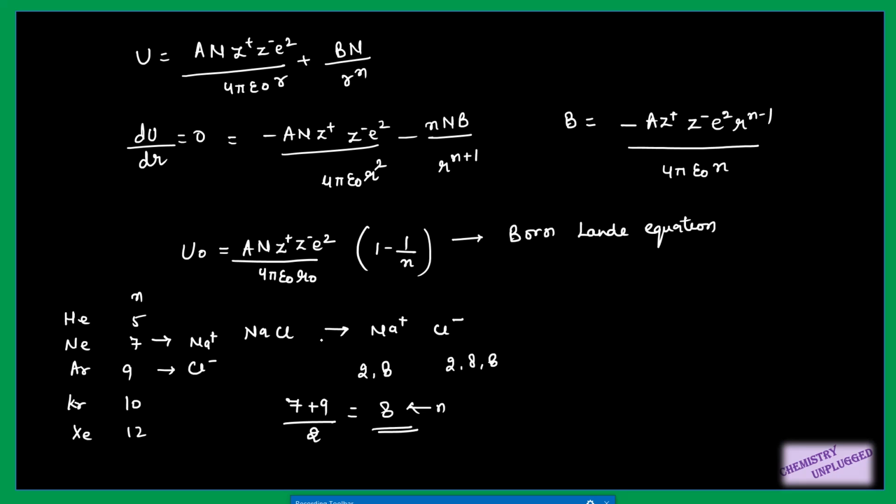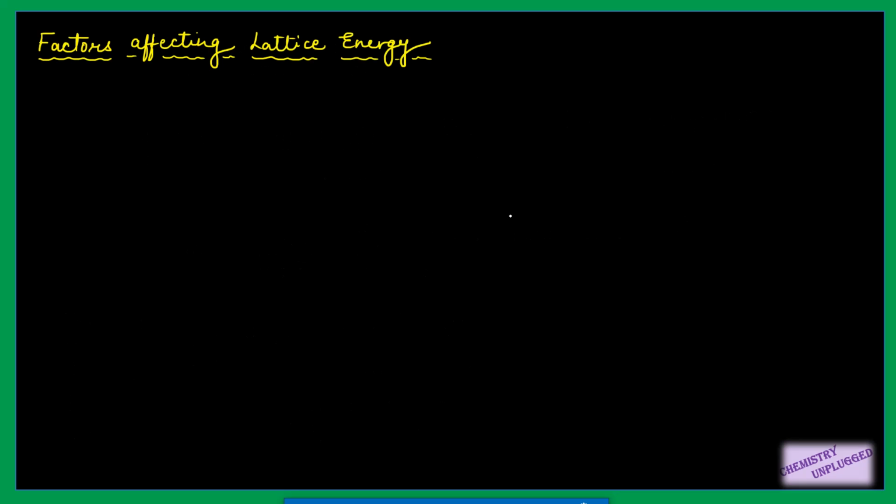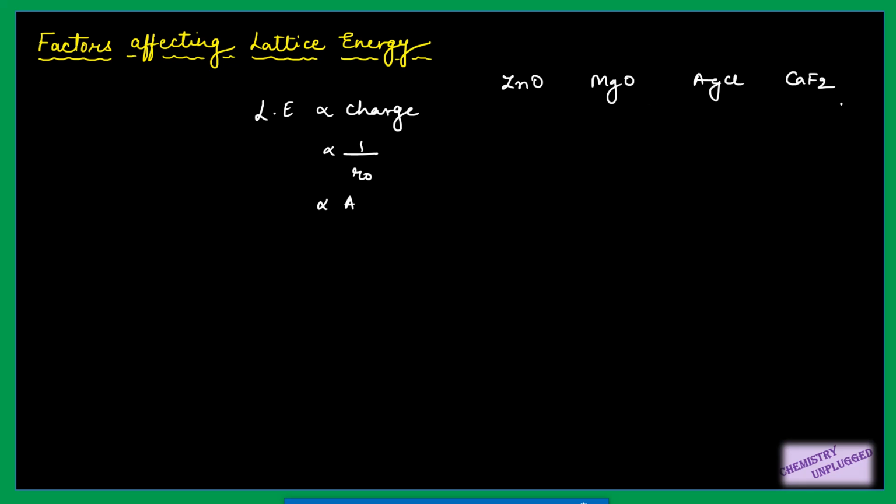Now we will try to apply this concept on certain examples. So we can conclude here that lattice energy is directly proportional to charge and inversely proportional to internuclear distance, and it is directly proportional to the Madelung constant, right? So if I have an example: ZnO, MgO, AgCl and CaF2, I have these 4 salts here. Try to find out what will be the order of lattice energy.